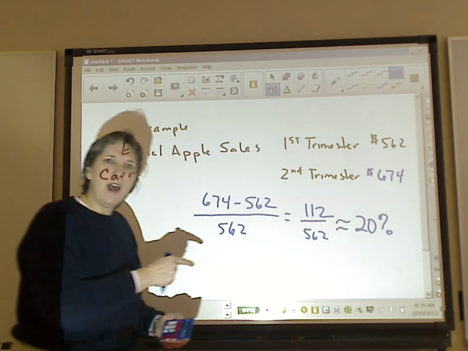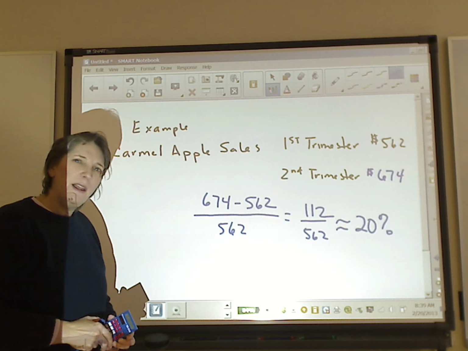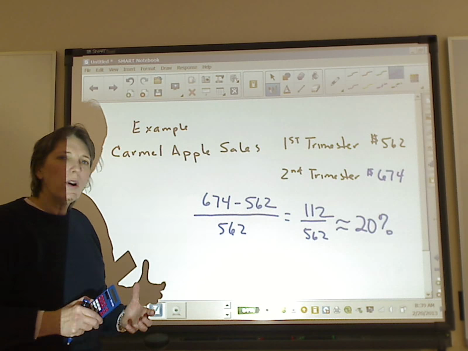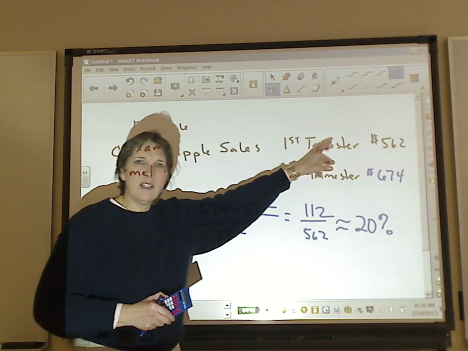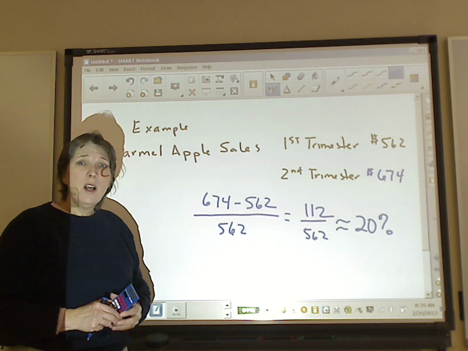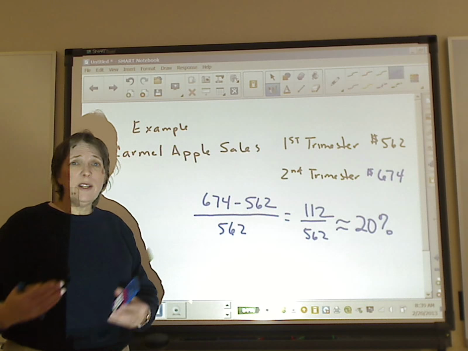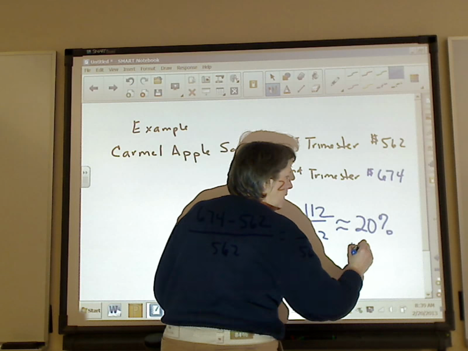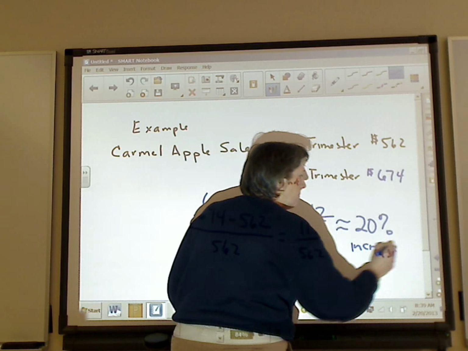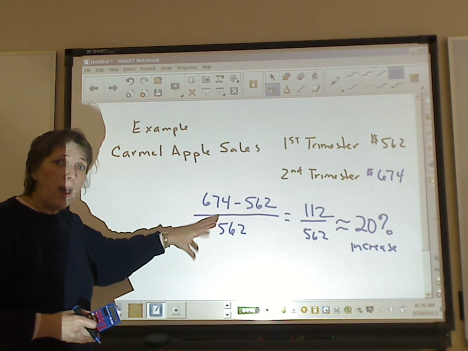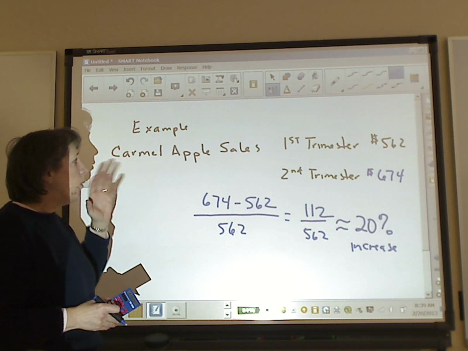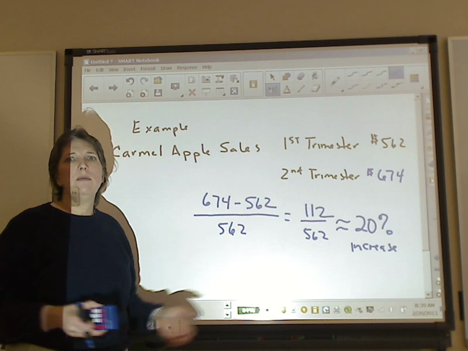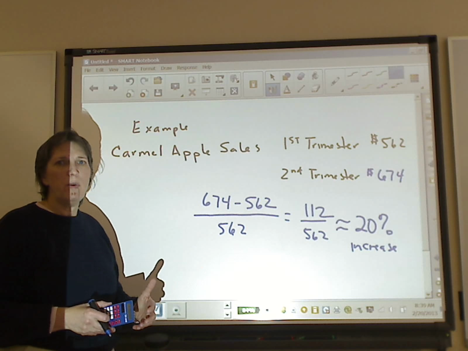Now you can't stop there. You have to tell me, because when you're writing a report, they don't necessarily see these numbers all in the same place. So is this an increase or a decrease? It's an increase. So you would write 20% increase. That's the math you have to show me: what was the percent increase or decrease in my caramel apple sales from the first trimester to the second trimester.